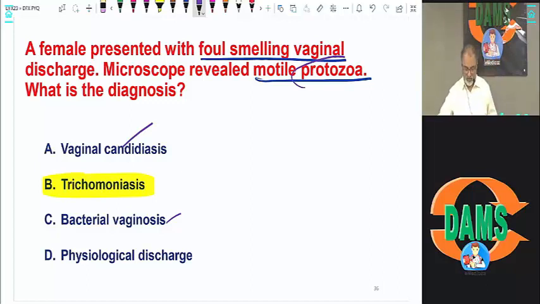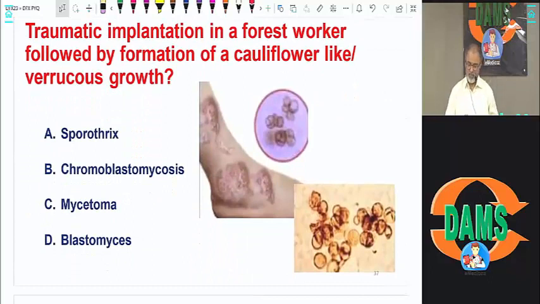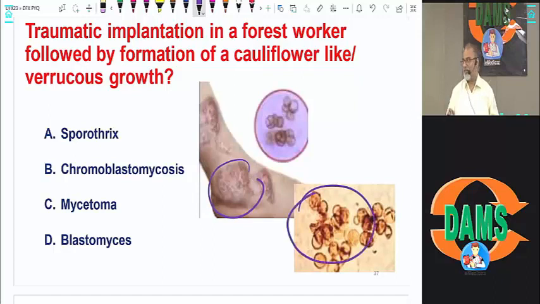Okay, next is traumatic implantation in a forest worker followed by formation of cauliflower like lesion. Same picture you already saw. What is it? You become sensitized after seeing it: hey, this is chromoblastomycosis. Like every question you should go with this. Okay, chromoblastomycosis. No need to think much. You know the causative agent, the other name, that's all. These are key points you need to remember.